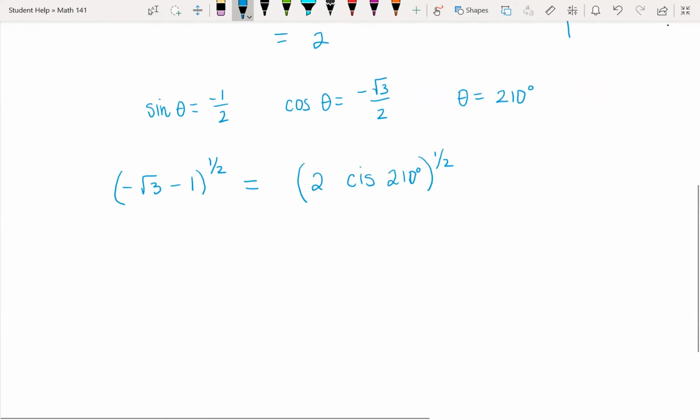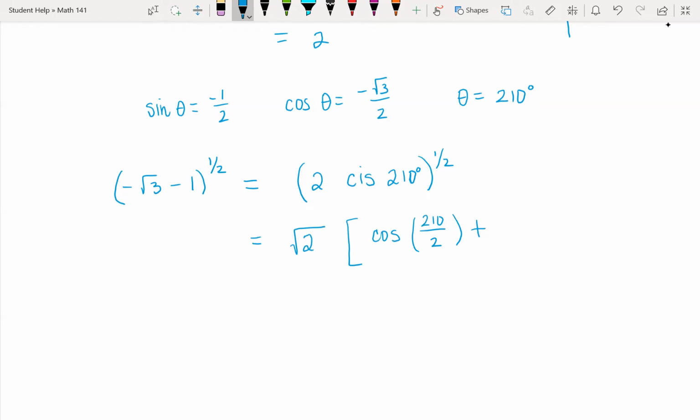Now, the theorem we had above said that we would take the absolute value, or 2, and we would raise that to the 1/2 power. That's the same as taking the square root of it. And then we're going to do the cosine of 210 degrees divided by 2 plus i sine 210 degrees divided by 2. This is our first root.